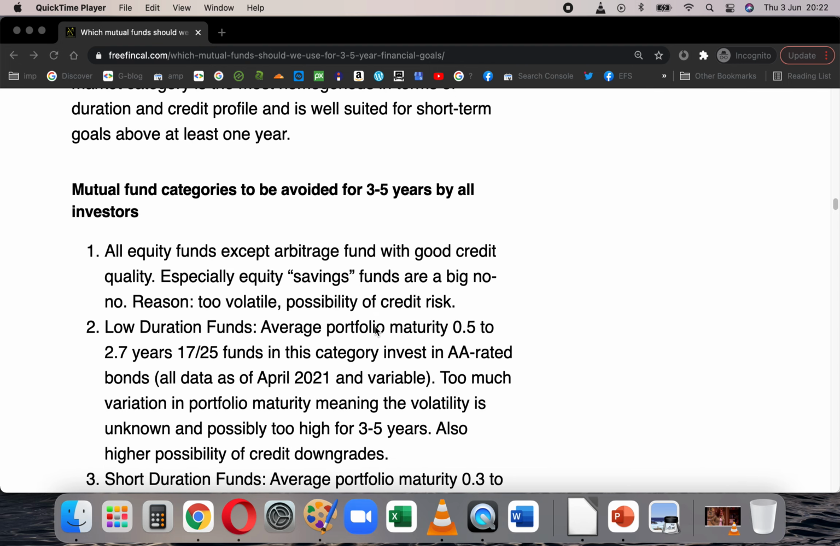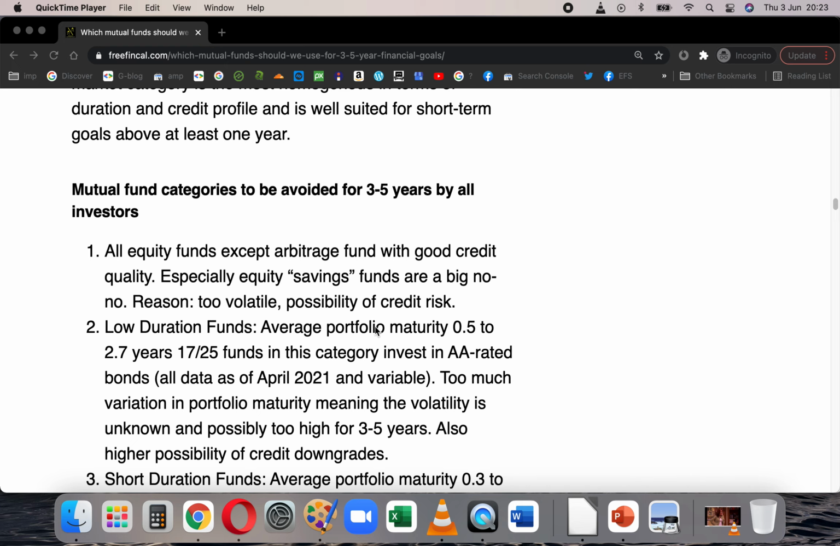Now, the mutual funds that should be avoided by all investors. Don't use any equity funds. Don't buy equity savings funds. That's absolute nonsense. Don't buy any kind of equity-oriented hybrid funds. That's also nonsense. Except arbitrage. Arbitrage funds, I would say, only savvy investors, people who can discern the nature of the fund and where the fund invests, can use.